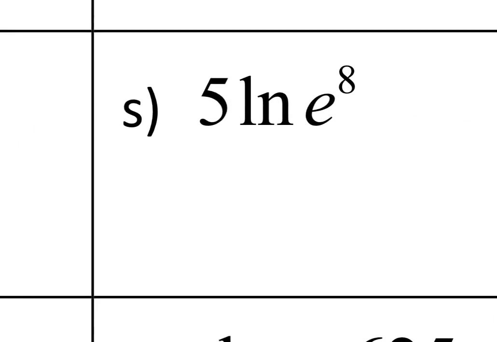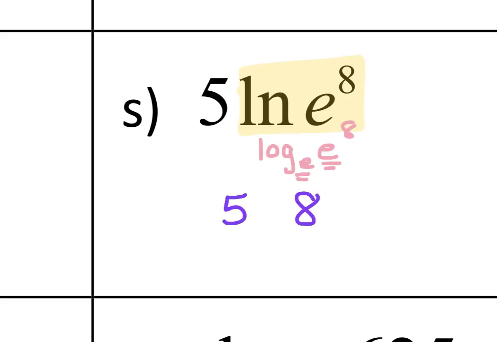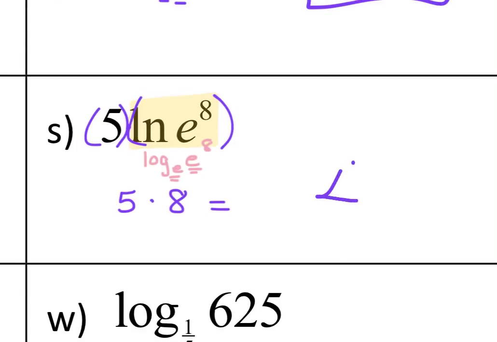And letter S is similar to letter P, where you want to start by computing ln of e to the 8th power. And remember that that is log base e of e to the 8th. And if the base of the logarithm is the same as the base with an exponent, then your answer is just 8, but you have to multiply that whole thing by 5, because this really says 5 times ln e to the 8. And so your answer to this whole problem is going to be 40.